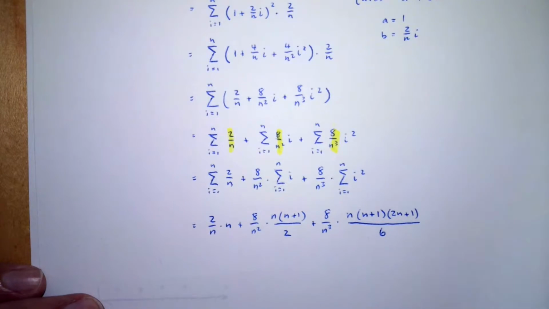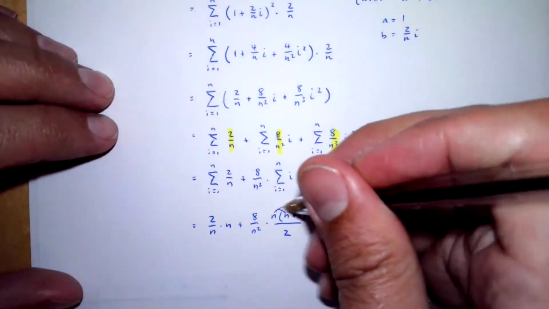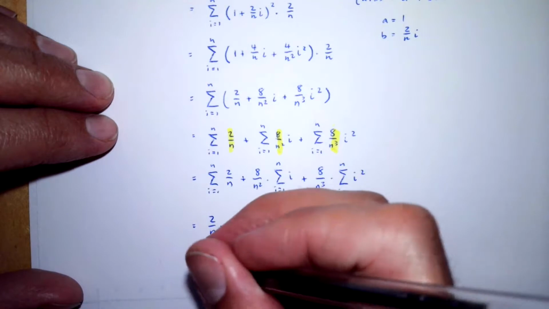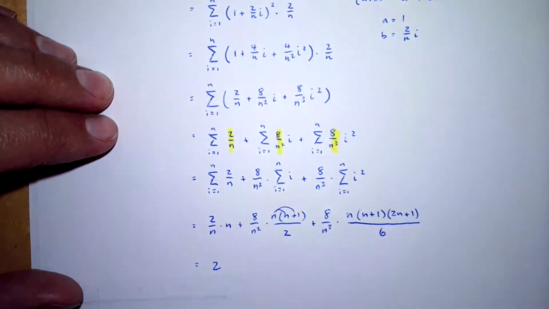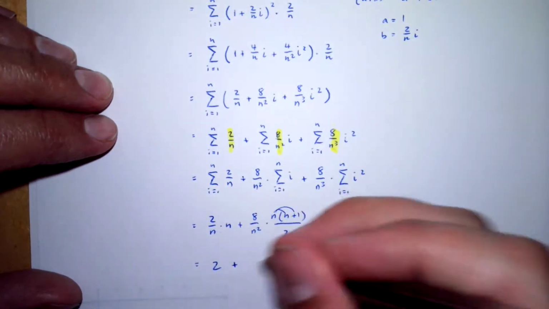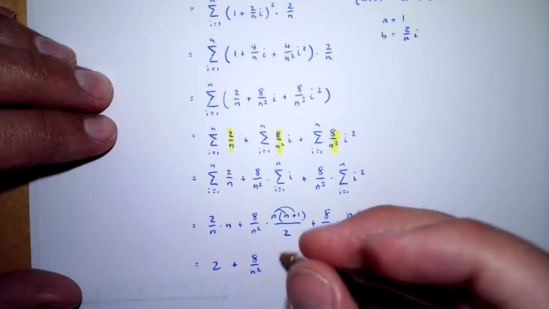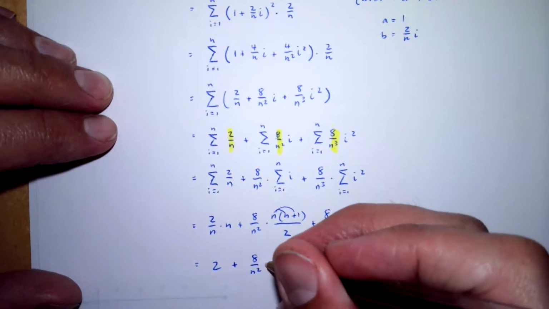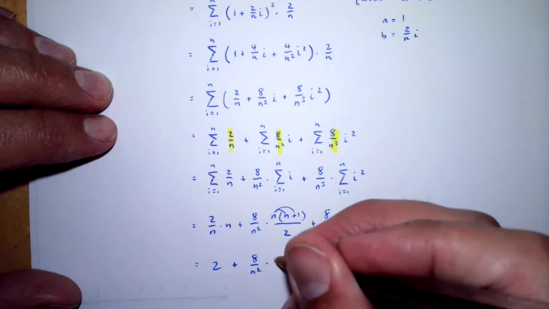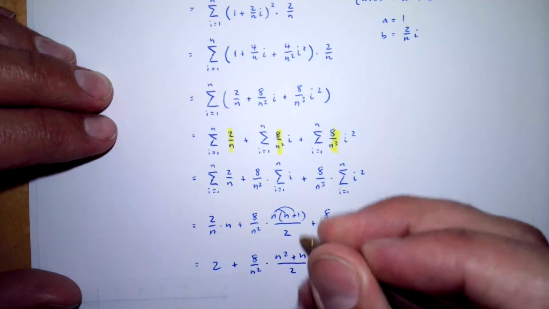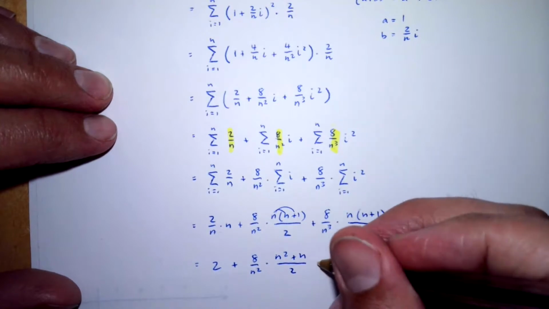Okay, now we've got some more simplification to do. We're going to go ahead and factor these out. So let's see. These n's cancel. I just get a 2. So that's nice. Here I get 8 over n squared times n squared plus n. There's a couple ways we could have handled this, but let's go this way.